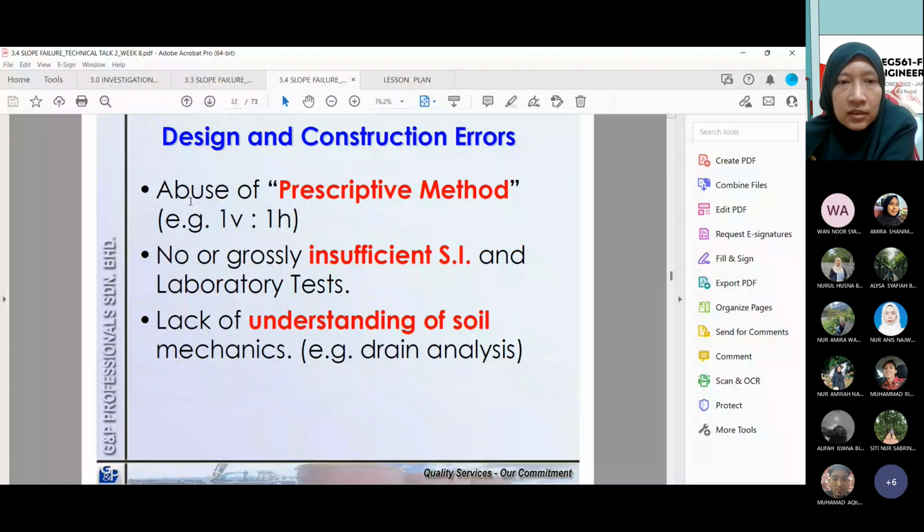Okay, they also elaborate more on design and construction errors, for example, a prescriptive method, insufficient site investigation and laboratory tests, and lack of understanding of soil mechanics. See how important it is for every one of you to understand what is drained analysis, effective stress, and also total stress.